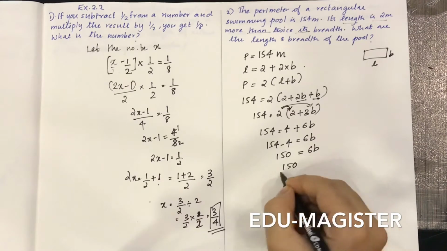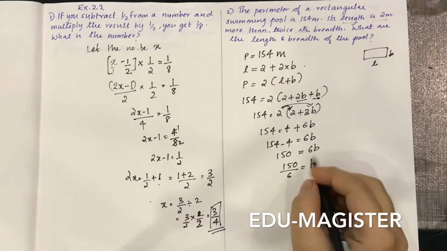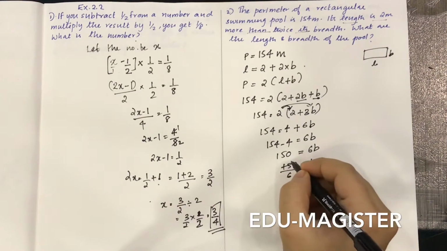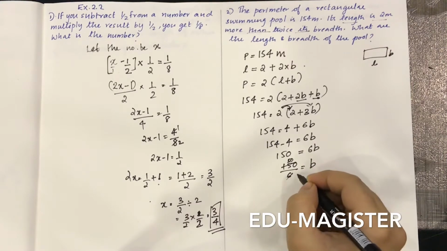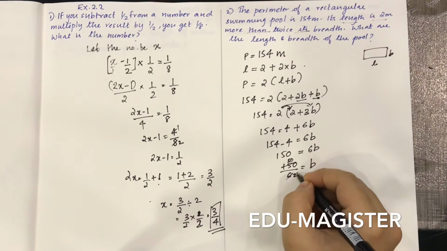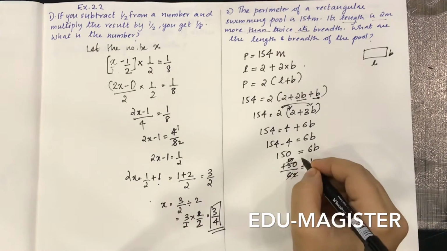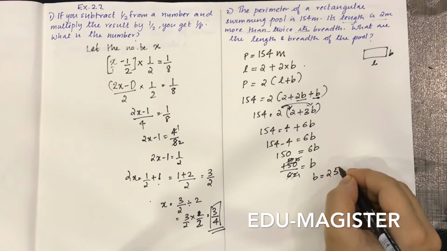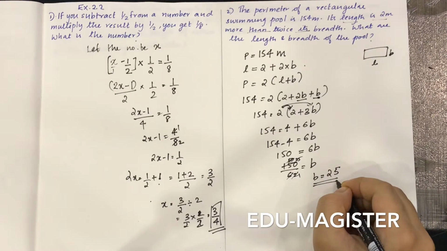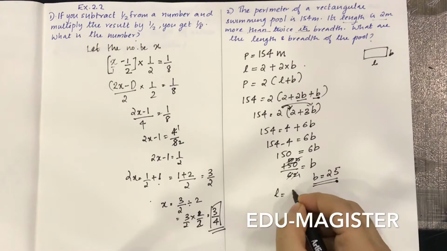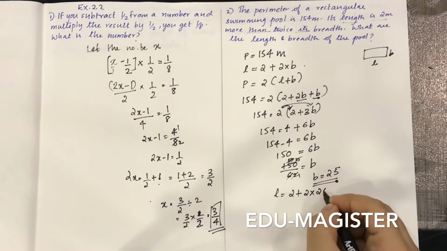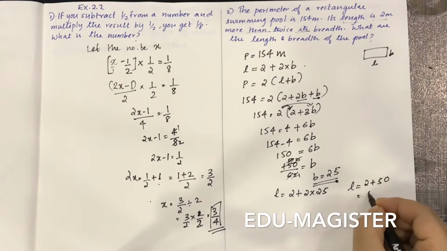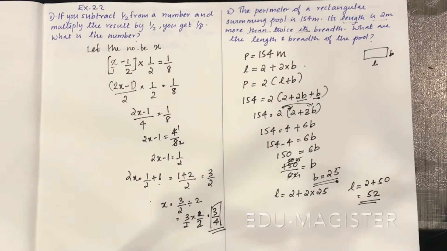So 150 divided by 6 is equal to B. Now how do we divide this? What is the common factor? 3. So 150 divided by 3 is 50, 6 divided by 3 is 2. Again the common factor is 2. So 50 divided by 2 is 25, 2 divided by 2 is 1. So B is equal to 25. Do not stop here. We have found only the breadth. So what is length? 2 more than twice its breadth. So length is equal to 2 plus 50, that is equal to 52.